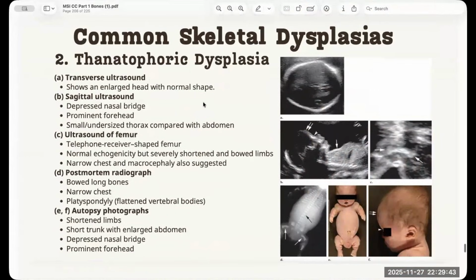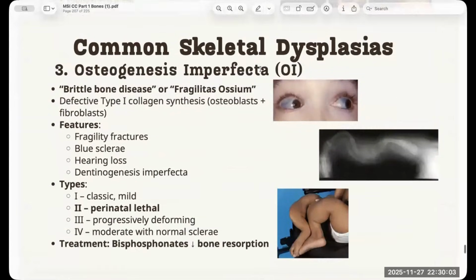There are different ultrasounds showing here, but for the sake of time, I'm not going to go through every single one. It's also most probably going to be covered in the OSP crash course, since it's radiology, but do go over them, okay? The osteogenesis imperfecta we did already mention.